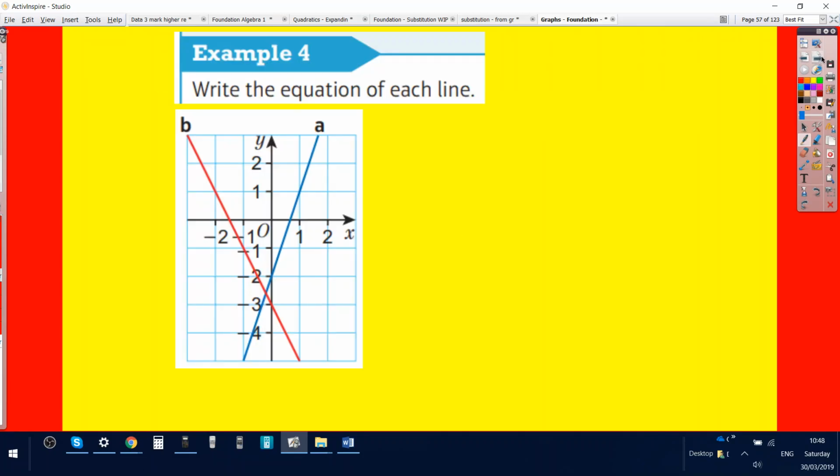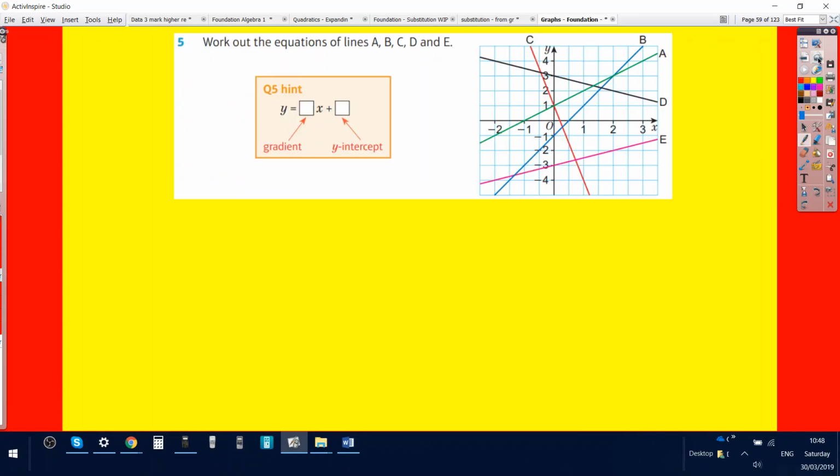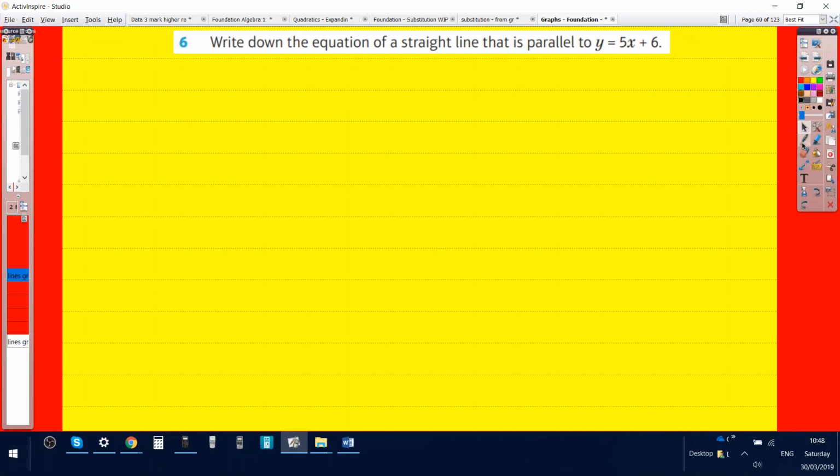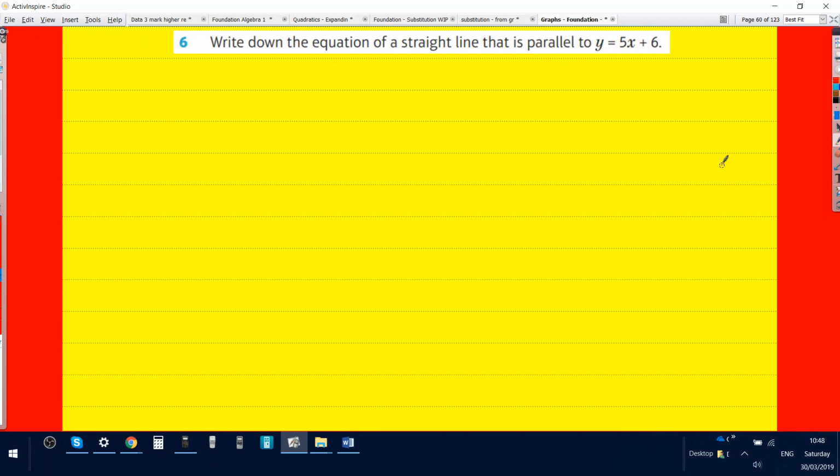Let's see. How about this one? Right. Okay. So would it be? So the gradient would have to be the same, wouldn't it, for it to be parallel? Yeah. So the y-intercept could be anything. So it could be plus 5 or plus 7. So y equals 5x plus 7. Yeah. 5x plus anything. Yeah.